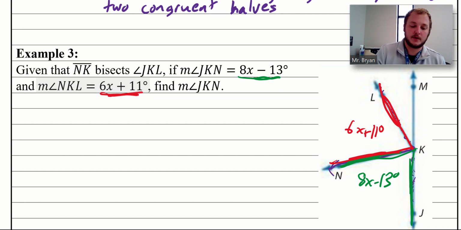Okay, so we have these here. We're given all this information, and then we want to find the measure of angle JKN. We want the actual number. Okay, so we know if we want to do that, we only have it in terms of x right now. We need to figure out what x is.